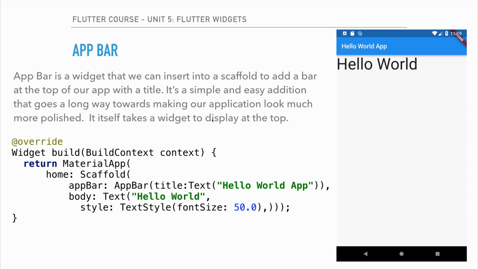It itself takes a widget to display at the top. So it takes in a widget, so you can see here that we have the scaffold and it has an app bar property here. And this app bar will take in an app bar widget, and inside that app bar widget, it takes in a title, and inside that title, we can actually place our own widget. We can paste in a column or something where we can have text and then an image. But in this case, we just have text, and you can see here that this adds this app bar at the top with the hello world app here.